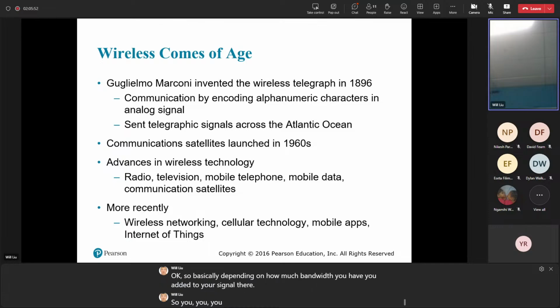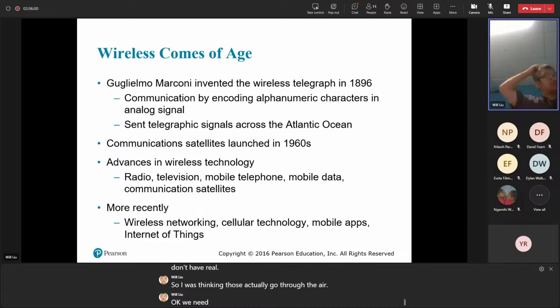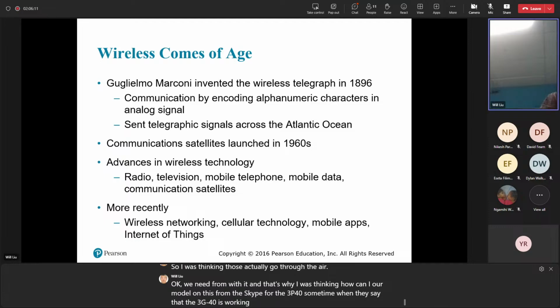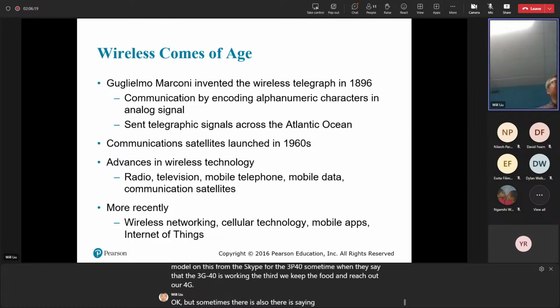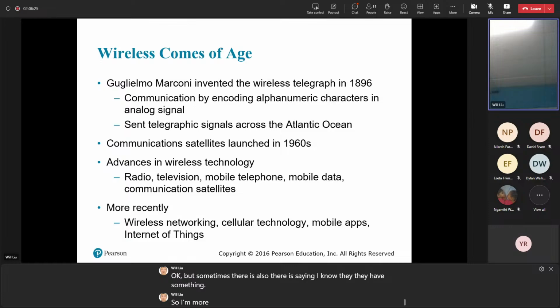You should really remember that when we talk about wireless, we don't have wires, so our signals go through the air. We need frequencies, and our signal can be modulated on these frequencies. That's why you hear 3G, 4G. They say 3G, 4G is one generation: the third generation, 3G, the fourth generation, 4G. And more recently, we have various networking: cellular, mobile apps, internet.